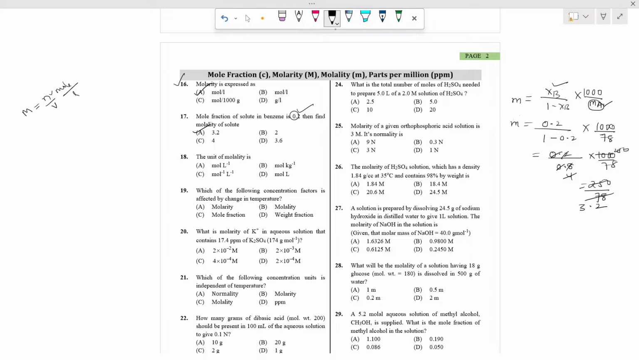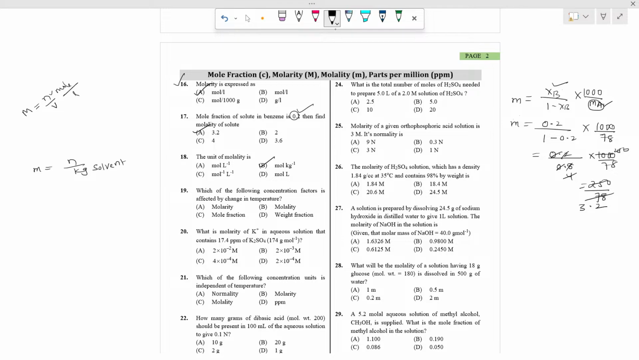Next, the unit of molality. What is the definition of molality? Molality is nothing but the number of moles present in kg of solvent. Here the number of moles has the unit mole, and the weight of the solvent is in kg. So the unit will be moles and kg to the power of minus 1. The unit of molality is like this.